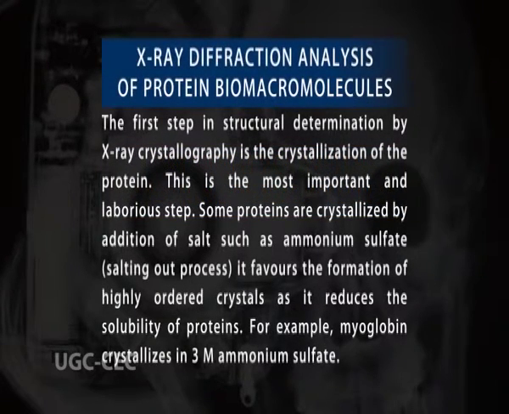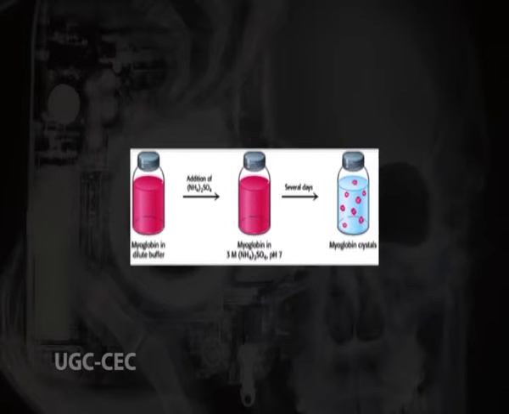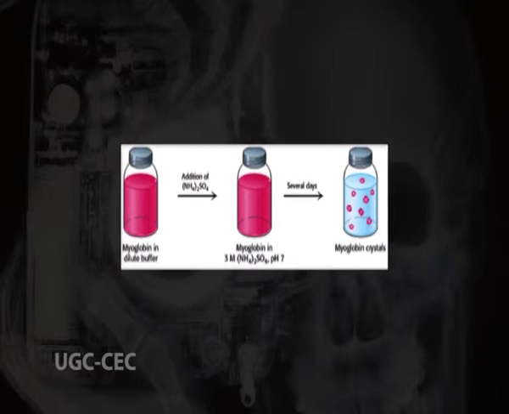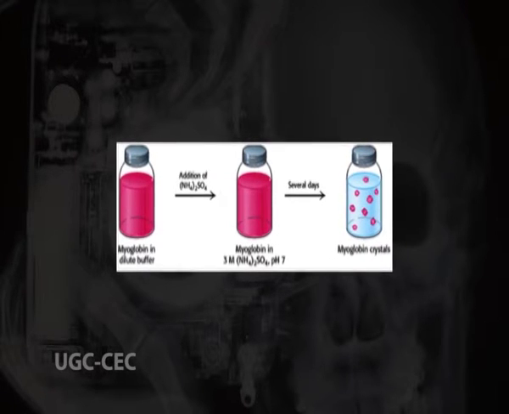The first step in the structural determination by X-ray crystallography is the crystallization of the protein. This is the most important and laborious step. Some proteins are crystallized by addition of salt such as ammonium sulfate, which is called the salting out process. It favors the formation of highly ordered crystals as it reduces the solubility of proteins. For example, myoglobin is crystallized in 3 molar ammonium sulfate. Some proteins crystallize readily, whereas others do so only after much effort has been expended in identifying the right conditions.